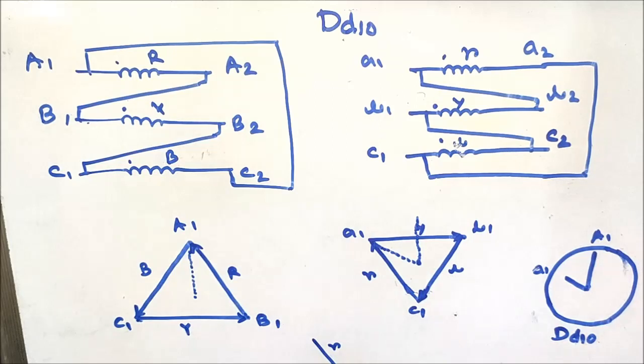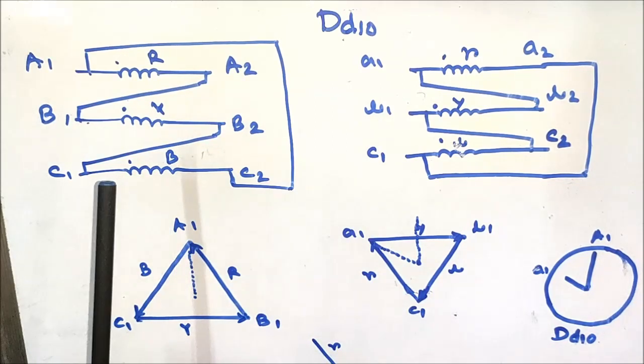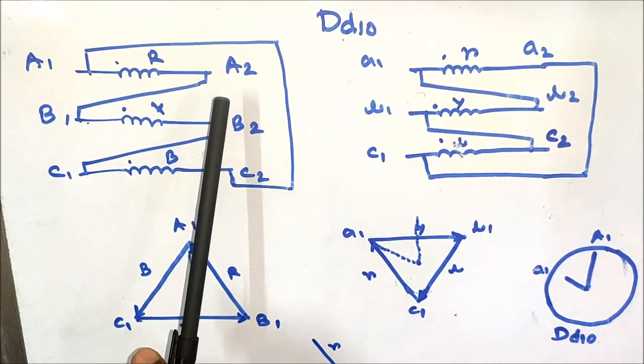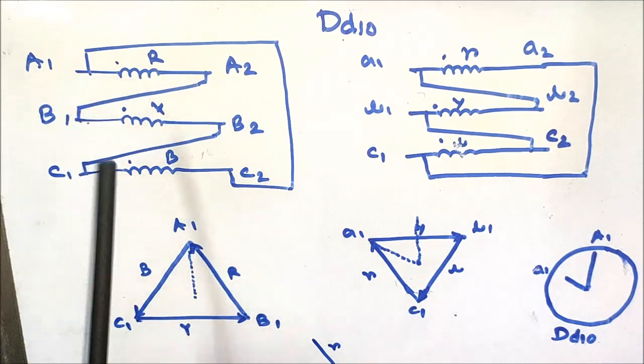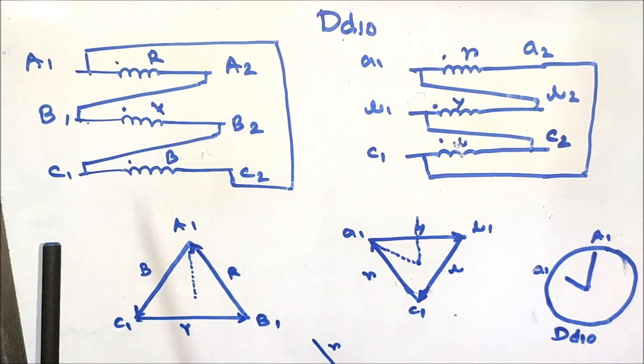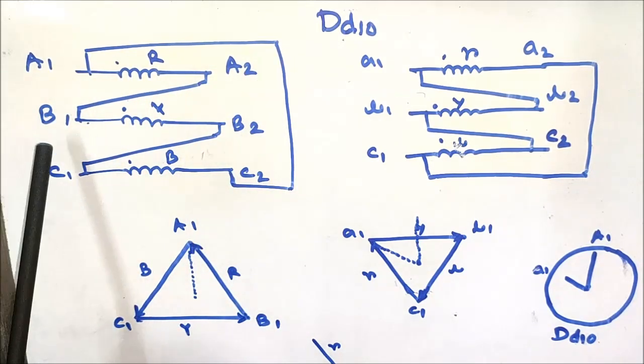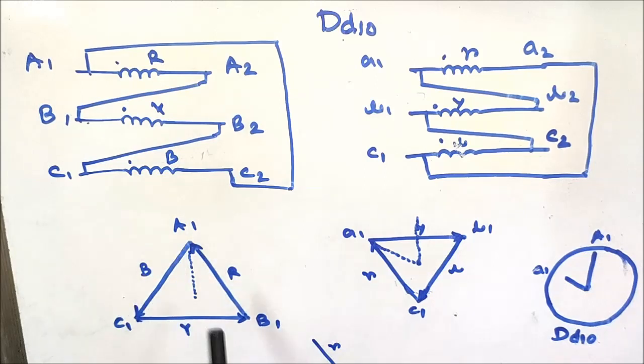Another vector group connection is Dd10. In case of the HV side connection, we have shorted A2 with B1, B2 with C1, and C2 with A1 to form the delta connection, and the connection terminals are A1, B1 and C1.